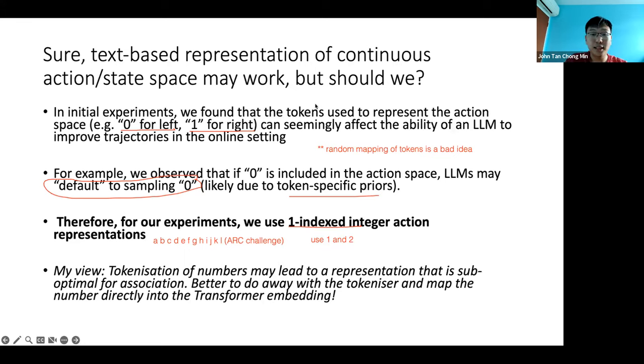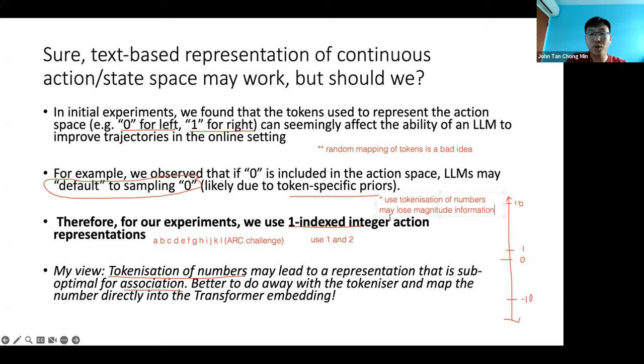Another thing to take note of is that if you pass the numbers directly for tokenization, you may not get a very good representation. Because if you think about the number line, numbers like 0 and 1 tend to appear together, and 0 and 10 appear very far apart. Same thing here, 0 and minus 10. If you use tokenization, you may lose the magnitude meaning.